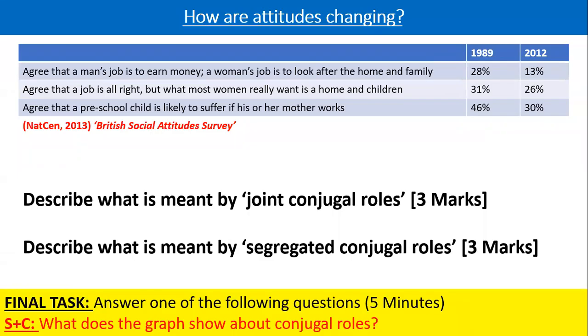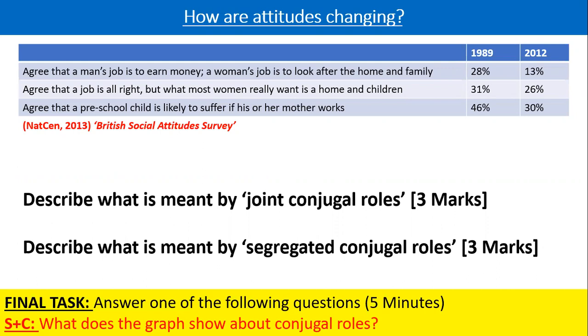So how are attitudes changing? Just to finish up, if we look at the NatCen stuff at the top there, that agree that a man's job is to earn money and a woman's job is to look after the home. So we're seeing this shift away from this idea that a man has to be the breadwinner and the woman a housewife. So it's gone from 28% agreeing with that statement to 13%.